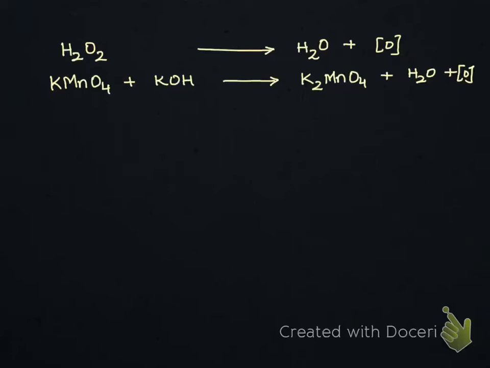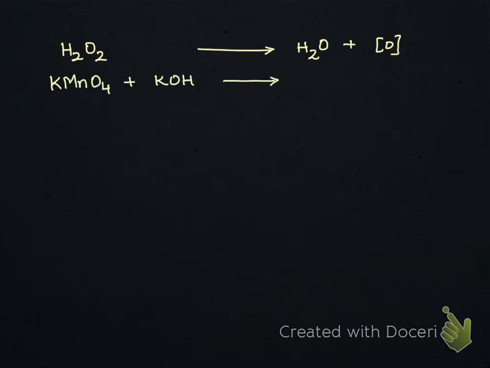Okay, here is the answer to the question on hydrogen peroxide. If you are finding it difficult, have a look at what you have already been given. The equations which have already been given to you are hydrogen peroxide breaking down to give you water and nascent oxygen, and KMnO4 plus KOH gives you K2MnO4 plus water plus nascent oxygen.